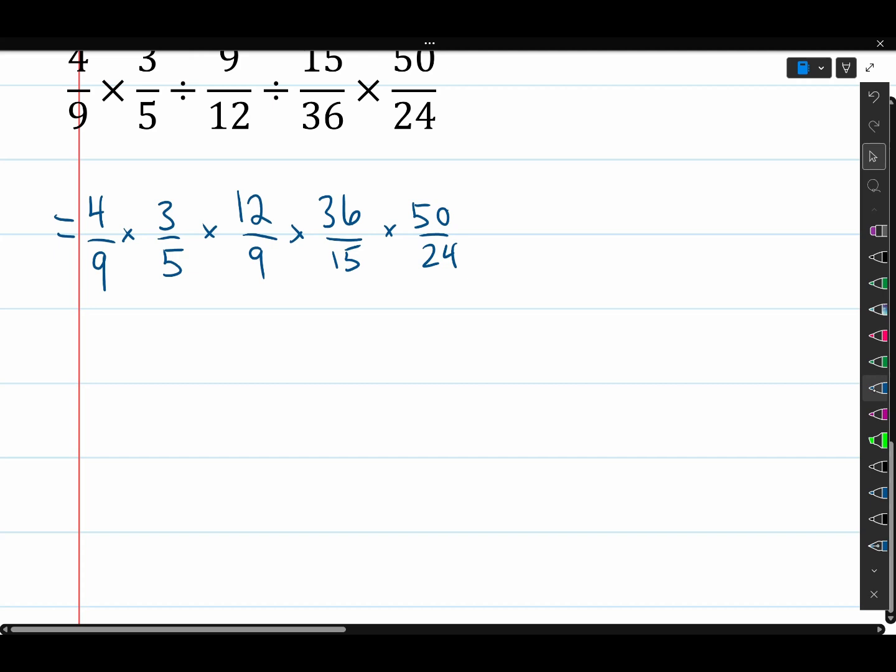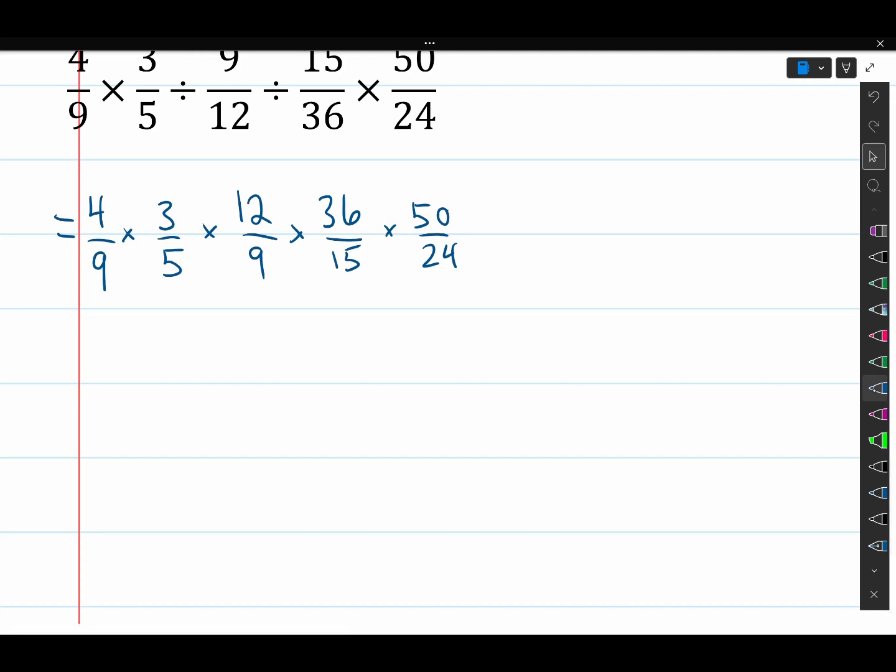I can cancel out different factors that I see, but right now I don't see any factors that are showing up in the numerator and the denominator together. So we're going to need to get a little bit creative again. I see a 5 here, and I know my 50 can be broken up with 5 as a factor. So 50 will become 5 times 10. My 5's cancel out. Nice work. My 36 can be turned into 4 times 9. I cancel out that 36. I cancel out a 9 and a 9.